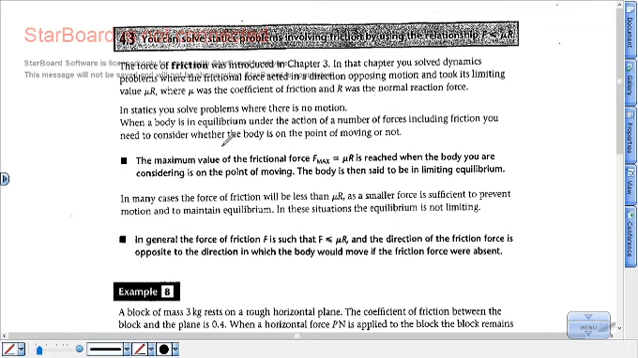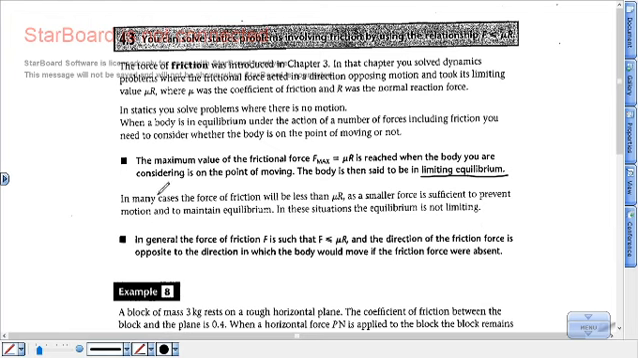But you've done it before in this relationship, with mu being the coefficient of friction and R being the normal reaction. In statics, you solve problems where there is no motion. When a body is in equilibrium under the action of a number of forces, including friction, you need to consider whether the body is on the point of moving or not. Now, the maximum value of the frictional force, F max, equal to mu R, is reached when the body is on the point of moving. Then the body is said to be in limiting equilibrium. Really important: if you see that it's on the verge of doing something, be it tilting, moving, whatever.